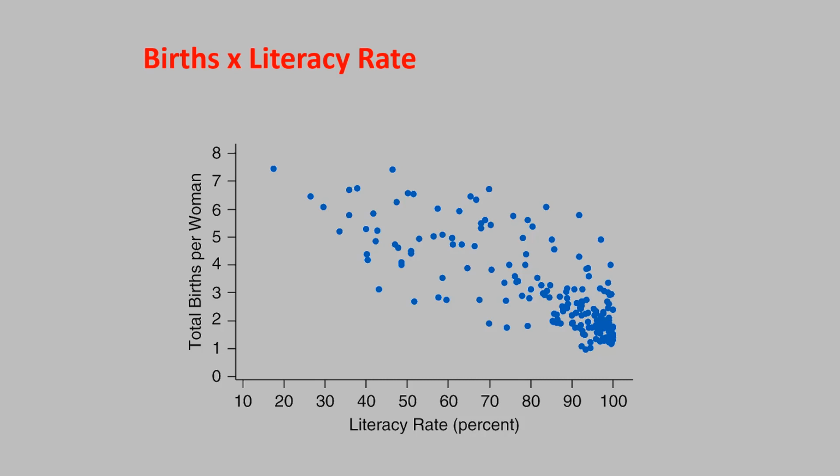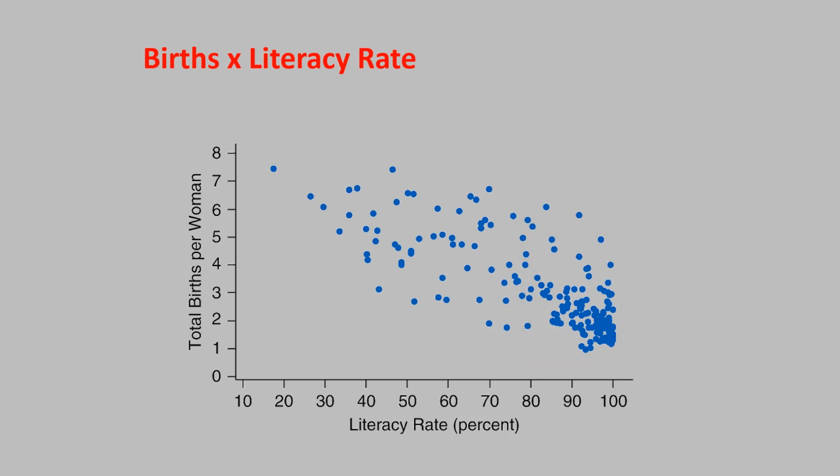Here's another one. This one shows the relationship between births per woman and literacy rate for a range of countries. It's quite a bit different from the previous scatter plot. First of all, the relationship depicted here is negative or inverse. As literacy rates increase, births per woman decrease. This phenomenon, by the way, is called the demographic transformation. These countries up here, for example, have very low literacy rates and very high birth rates. These down here have high literacy rates, but low birth rates.